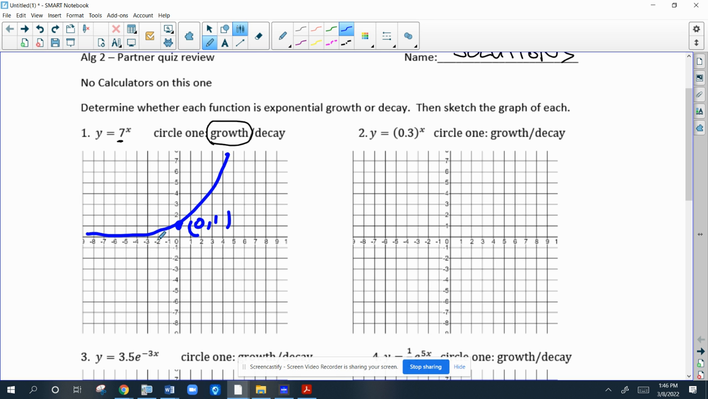This part of it, there's an asymptote. It shouldn't look like it goes back up like mine does a little bit. It's going to just approach that x-axis and keep approaching it like so. But that's it. Number two is 0.3 to the x.